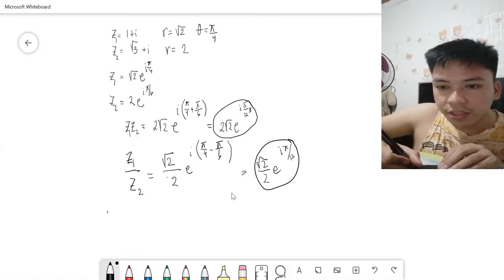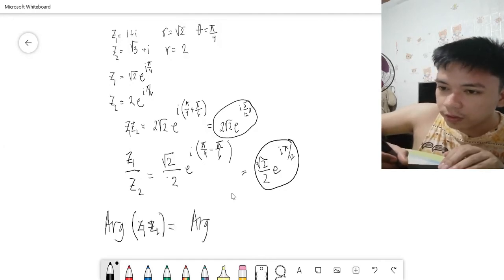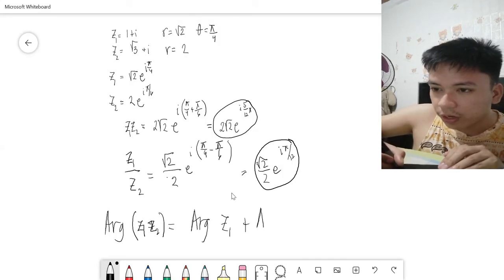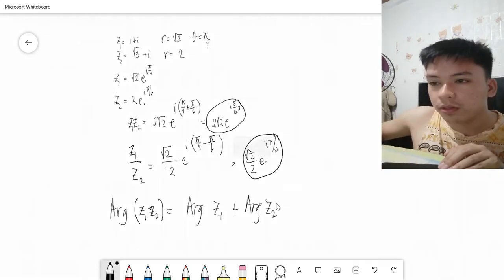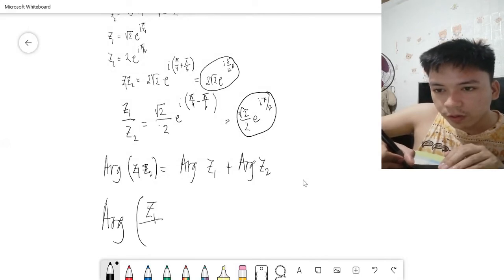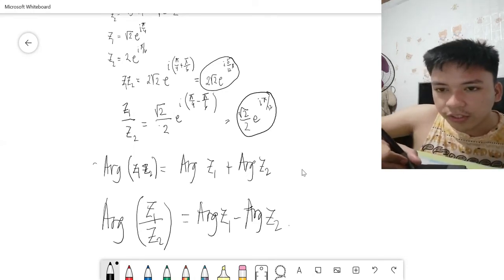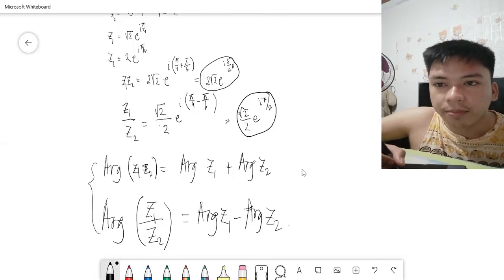So what's the implication then? In this particular product, arg of z1 times z2 is just the same as arg of z1 plus arg of z2. And for the arg of z1 over z2, that's the same as arg of z1 minus arg of z2. So this is now our additional property for a specific type of this calculation.